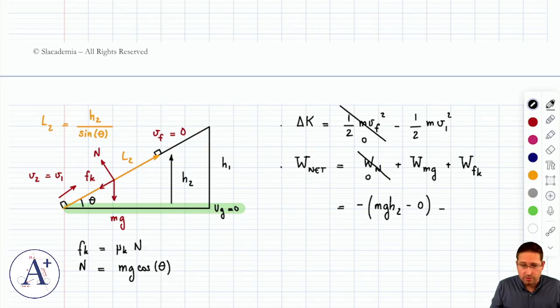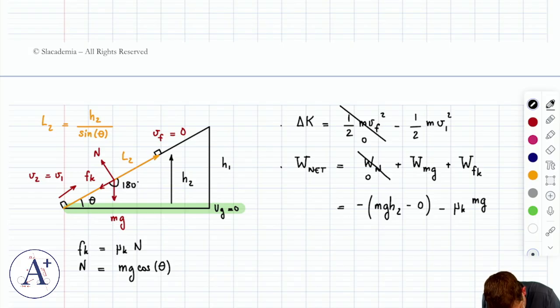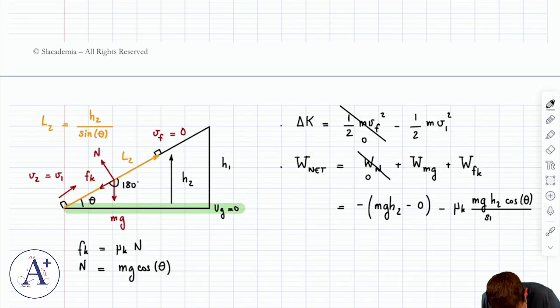Okay, if you're not clear why that is, you absolutely have to go back and watch the live stream about Newton's second law, or Newton's laws in general, so that we agree on this. But that has not changed. The only thing that has changed is, in fact, that it's L2 instead of L1, because, if you think about it, the angle between the two is still 180. So the only difference is that I'm going to get minus mu k mg h2 cosine of theta divided by sine of theta.